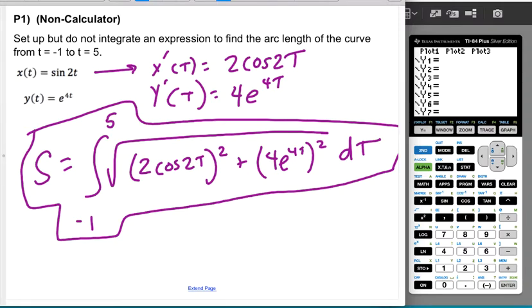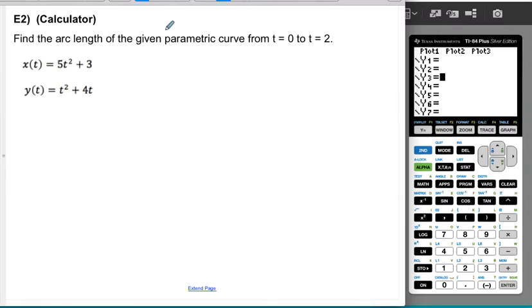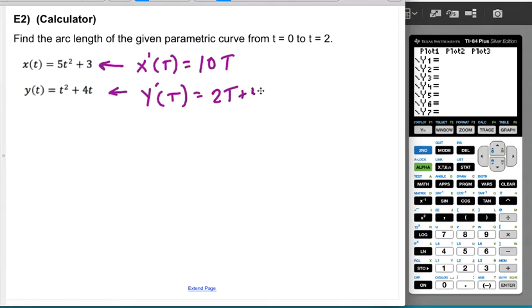If you're asked to set up the expression, just set it up in the most basic of terms. All right, now this time I'm asked to find the arc length, but I have a calculator to help me, right? So remember, my calculator can't differentiate equations for me, so I'm still going to have to do the differentiating. So I'm still going to have to get that this is a 10t, right? And I'm still going to have to get that this y prime of t is a 2t plus 4, right?